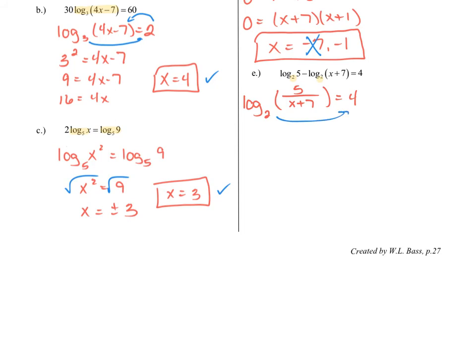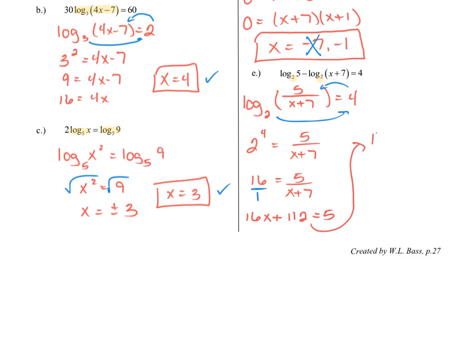Now I can switch to my exponential form. So I'm going to have 2 to the 4th power equals 5 over x plus 7. So I'm going to have 16 equals 5 over x plus 7. I always think that it's easy to take that left side and put it over 1, so it's a little easier to see that we're just going to cross multiply this proportion. When I cross multiply that, I'm going to get 16x plus 16 times 7, which gives me 112, equals 5.